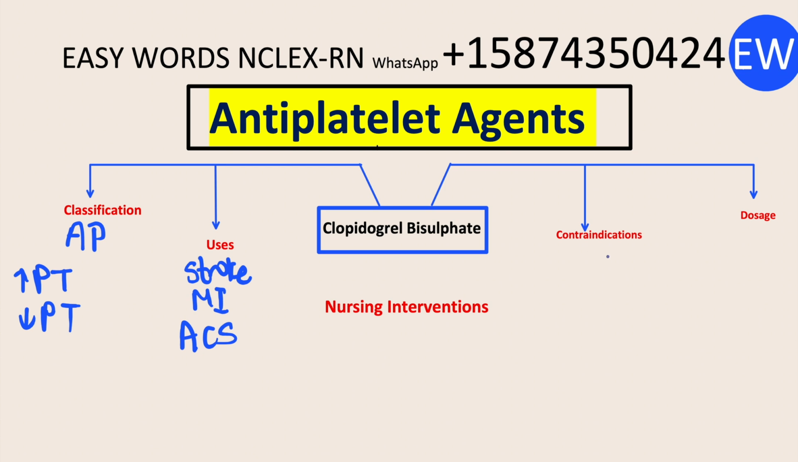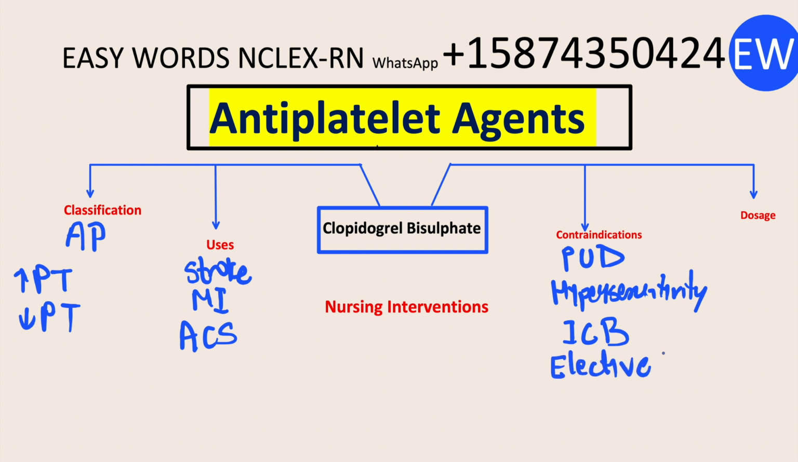Contraindications. In which conditions we cannot use clopidogrel? It cannot be used if the client has peptic ulcer disease or a hypersensitivity towards clopidogrel, and it is also not recommended if the client has an intracranial bleed. We also need to keep in mind that if the client is scheduled for elective surgery, we need to discontinue clopidogrel at least 5 days prior to the surgery.